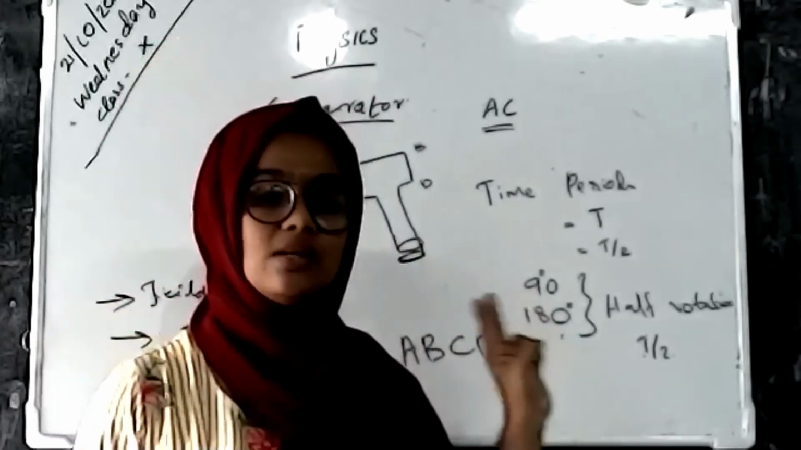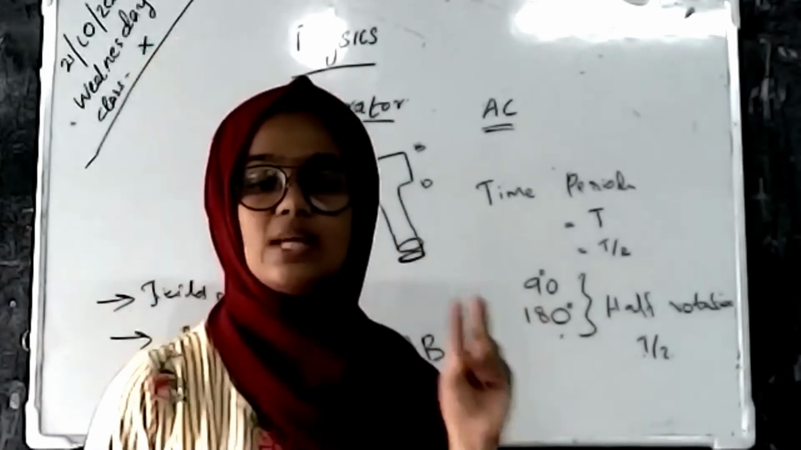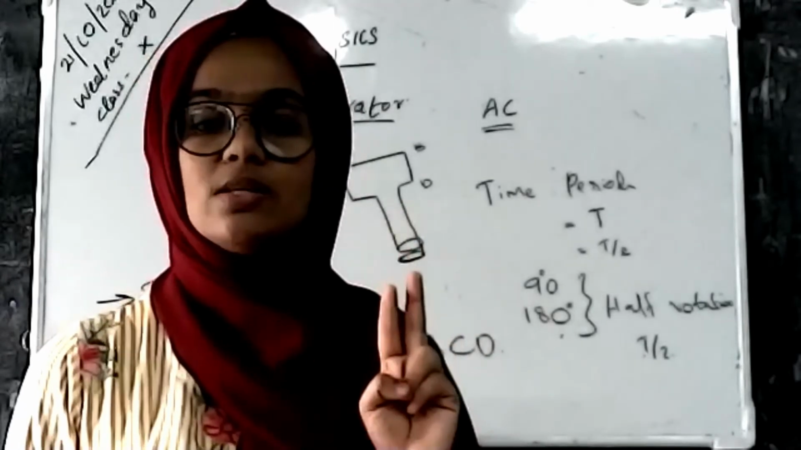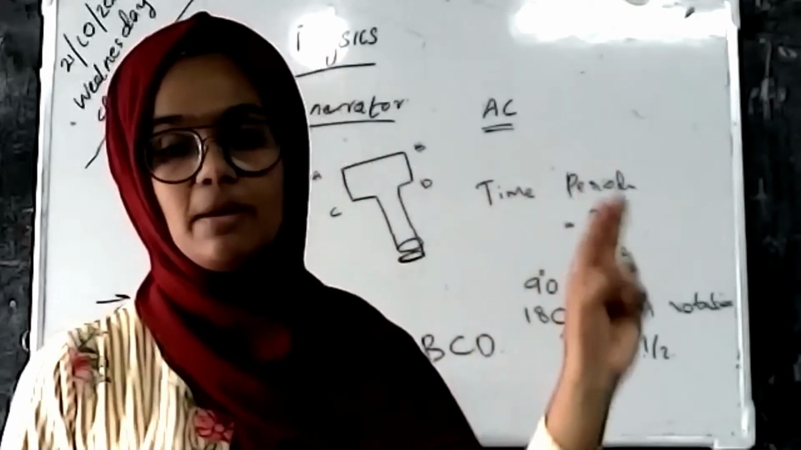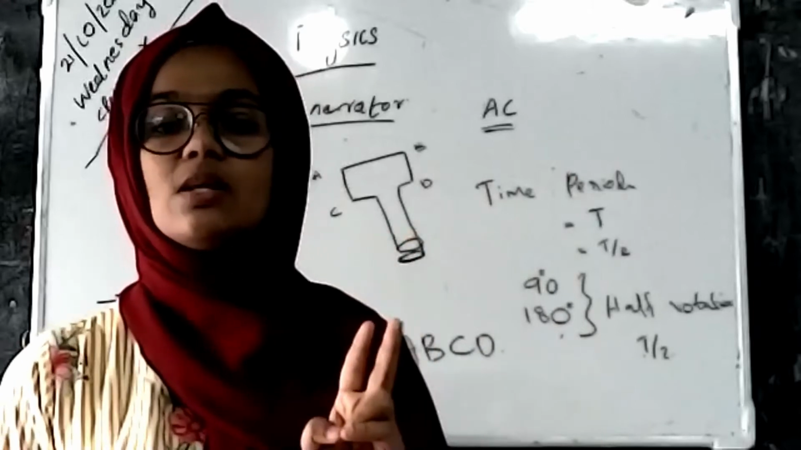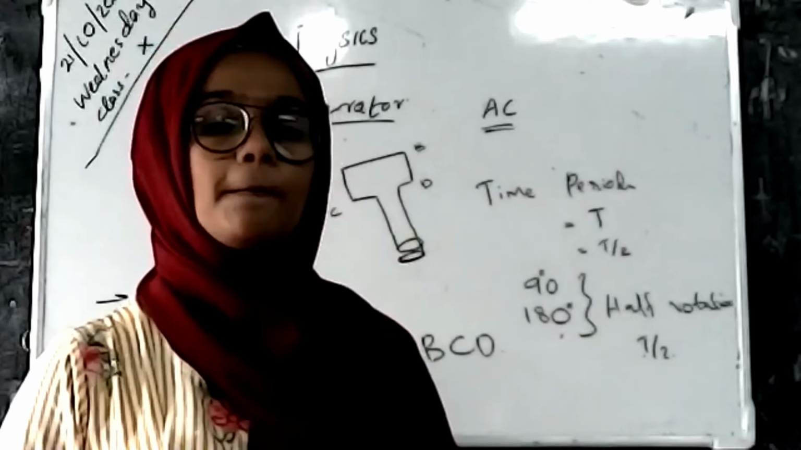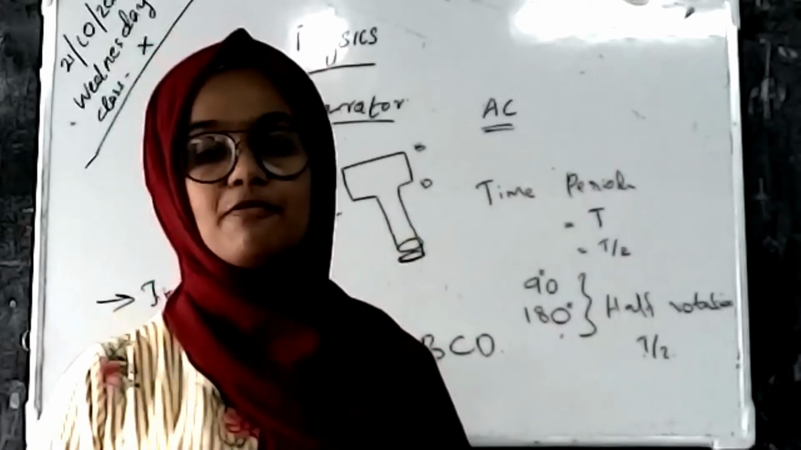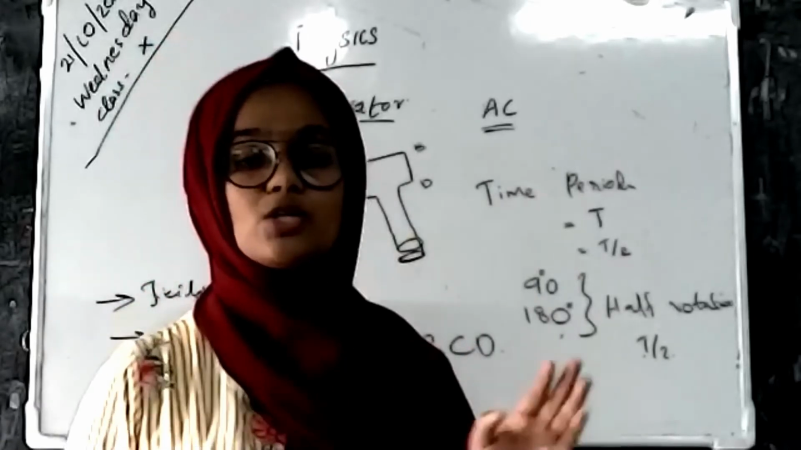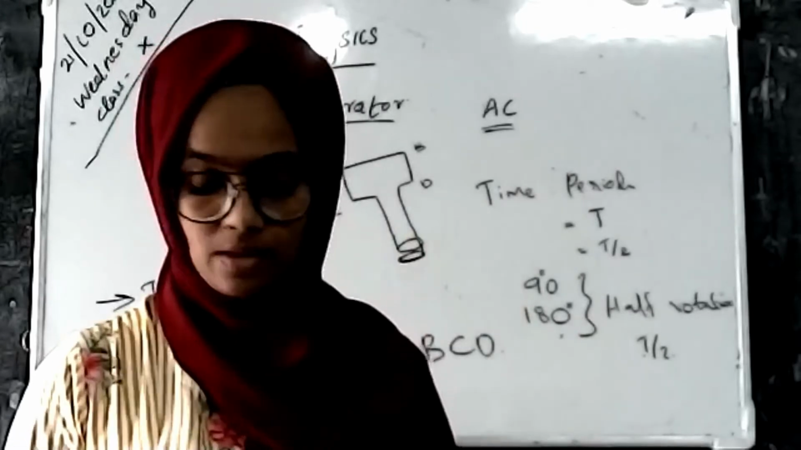In this working of a generator, we say that there are 2 points where the induced current will be maximum and 2 points where the induced current will be 0. So, we have to draw a graph according to the production of the induced current. Okay?